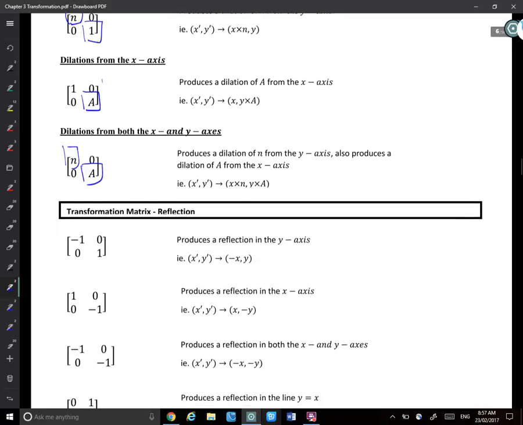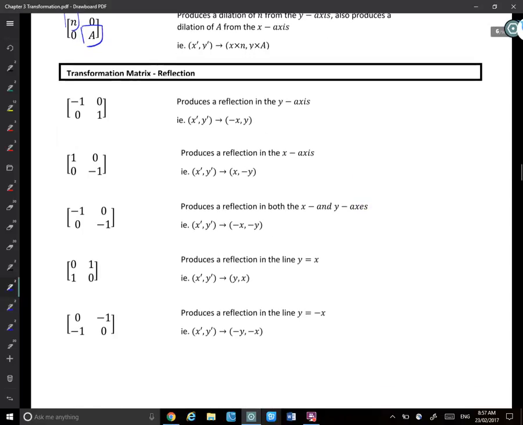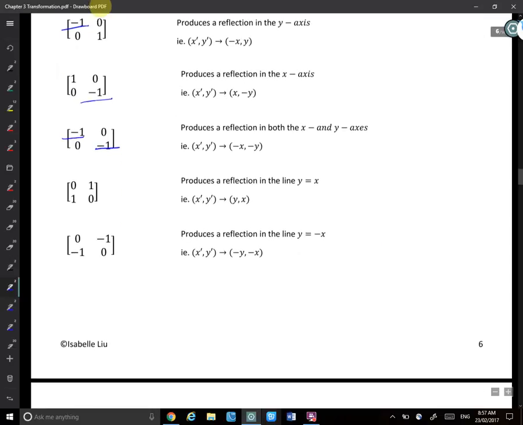So, the transformation matrix for reflection. If you reflect in y, you minus the x position. If you reflect in x, you minus the y position. If you reflect in both sides, you minus both parts. But there are two new things. There are two new things.